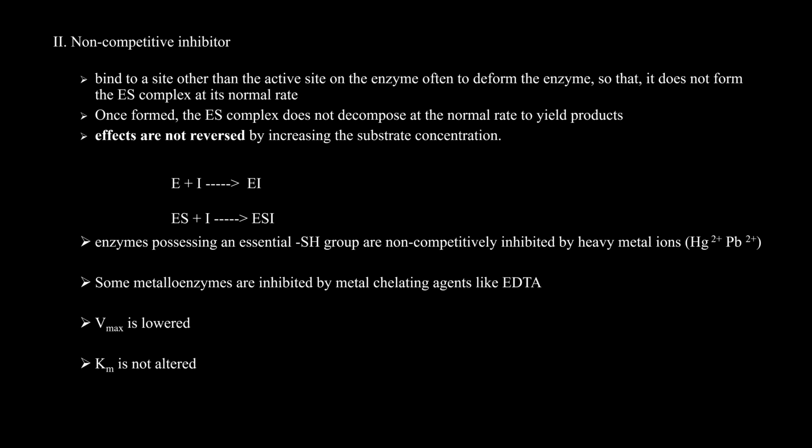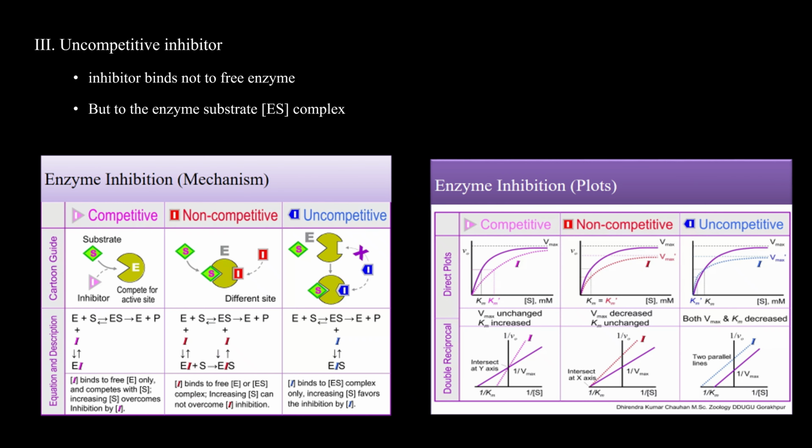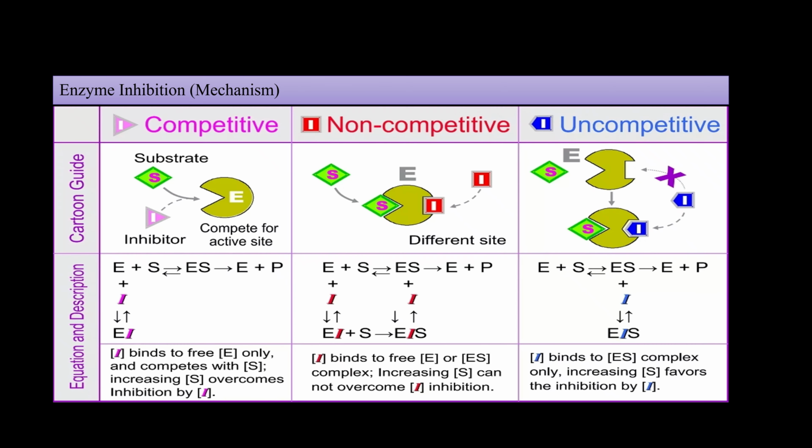The non-competitive inhibitor: the reaction proceeds at the normal rate. The enzyme binds and does not form the ES complex. The ES complex does not decompose at the normal rate to yield product. The effect is not reversed by increasing the substrate concentration. Vmax is lowered, Km is not altered. Uncompetitive inhibitor binds no free enzyme, but binds the enzyme-substrate complex. The features of the enzyme inhibitor mechanism, and the Lineweaver-Burk plot.